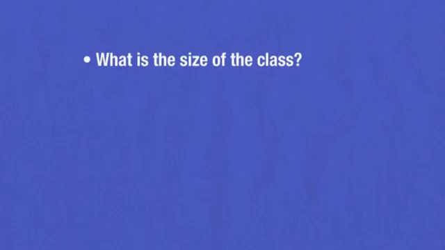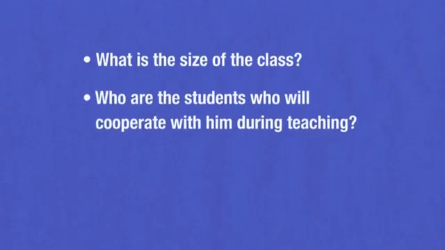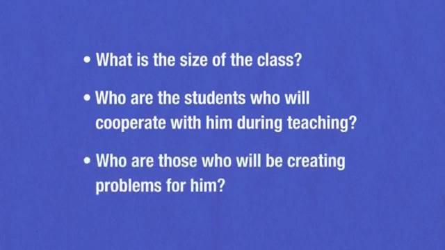As soon as a teacher enters a class, he throws a bird's eye view on the class and he comes to know in a moment the following things. What is the size of the class? Who are the students who will cooperate with him during teaching? Who are those who will be creating problems for him? On the other hand, students also try to weigh the teacher visually. That is, what is the worth of their teacher?